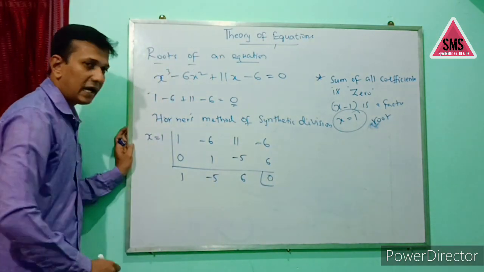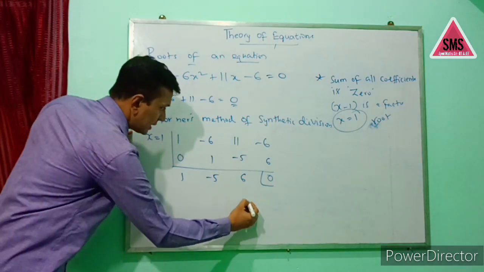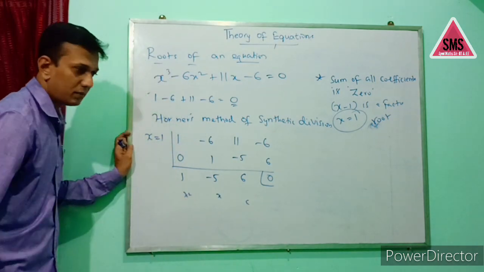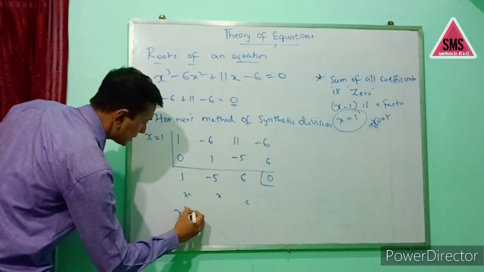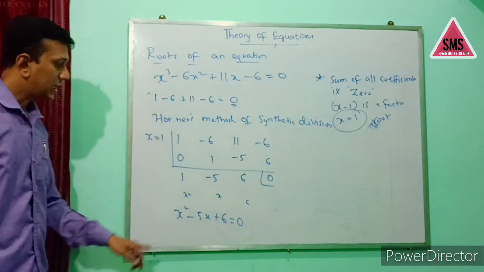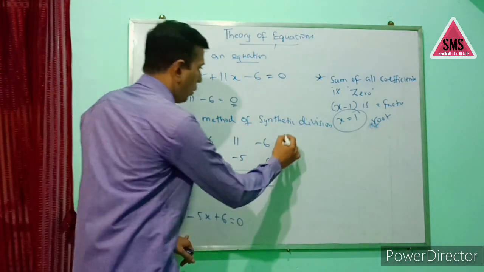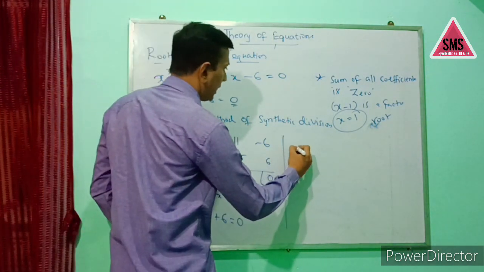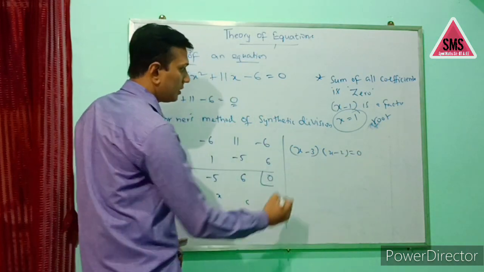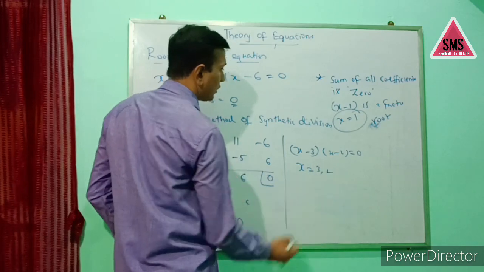Now whatever terms I have left with, this is the constant term, this is the x term and this is the x square term. So I can write it as x square minus 5x plus 6 equals 0. Now if you factorize this, what factors are we going to get? x minus 3 and x minus 2 are the factors. Then x equals 3, x equals 2.